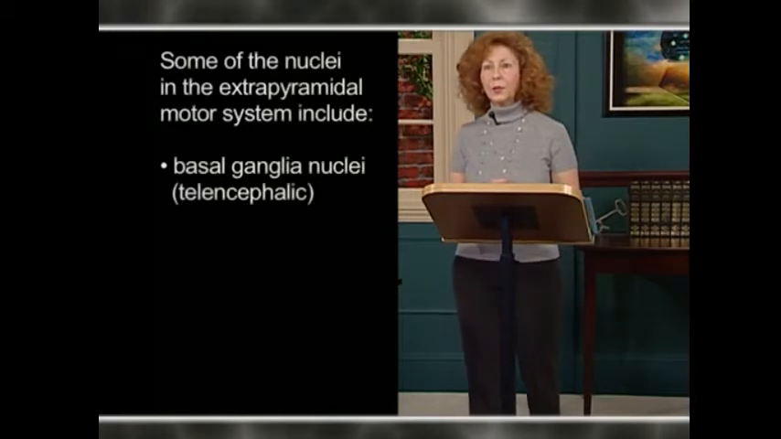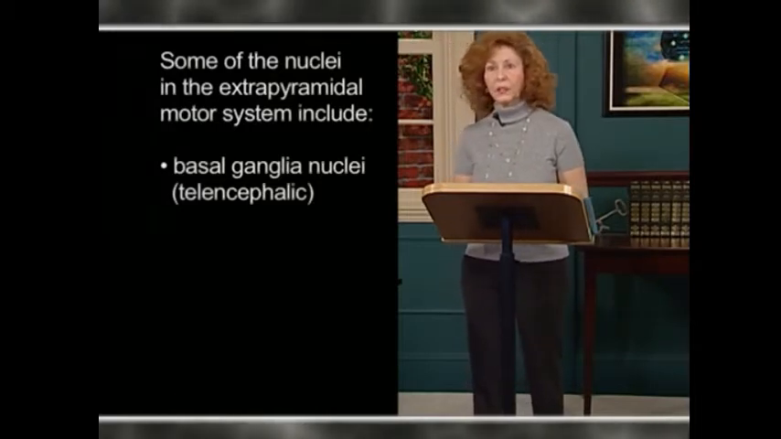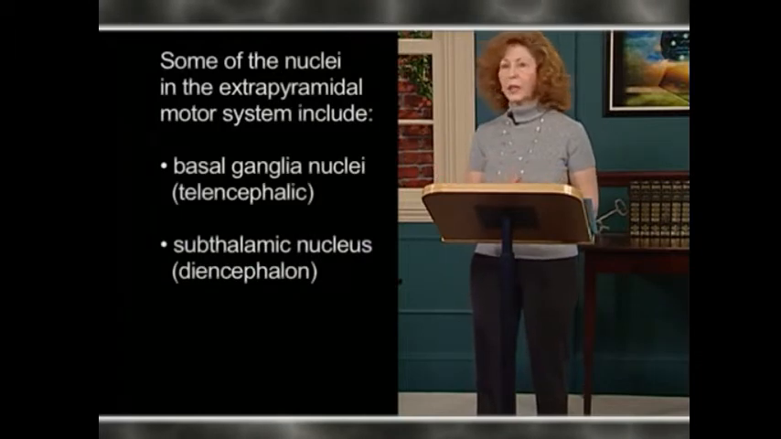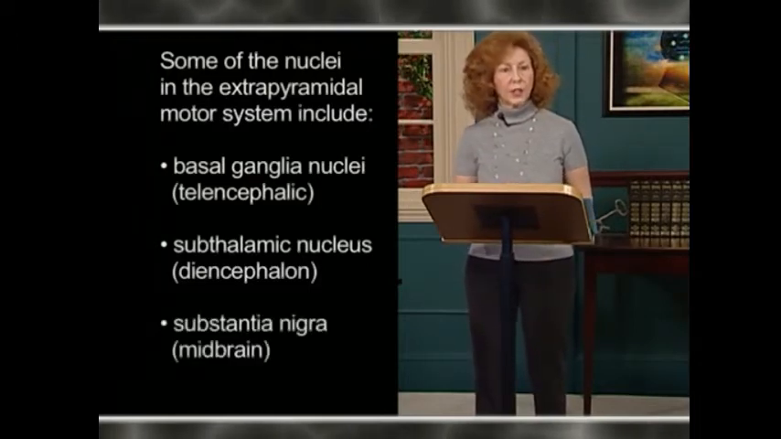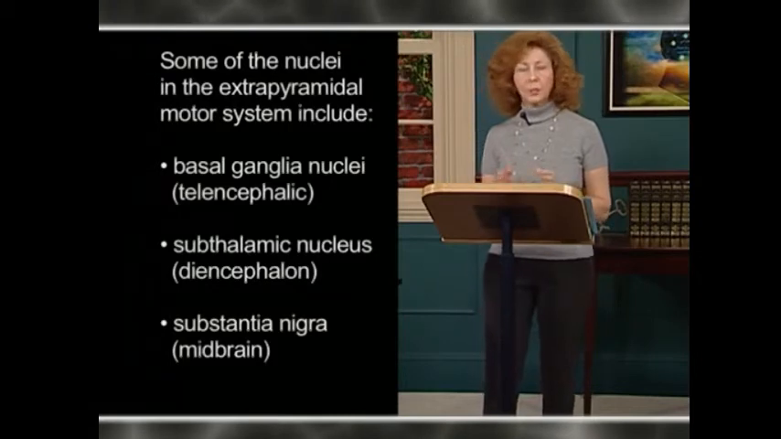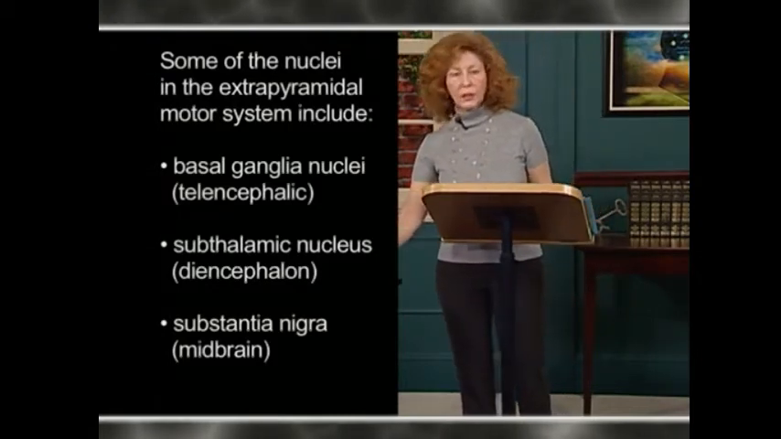Now, another nucleus is found in the diencephalon, beneath the thalamus, and it's called the subthalamic nucleus. I'm going to show them to you in a minute. And the last one, which is going to be important when we talk about Parkinson's disease, is the substantia nigra. And we're going to see that it plays a critical role in Parkinson's disease. So let's look at where some of these nuclei are located.